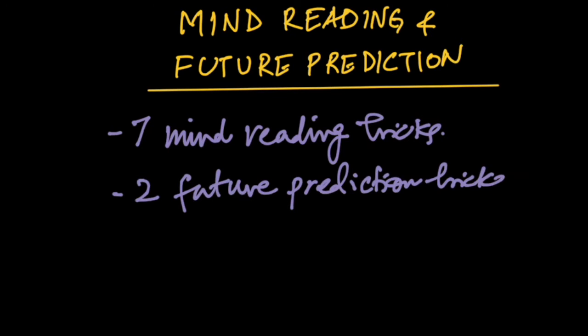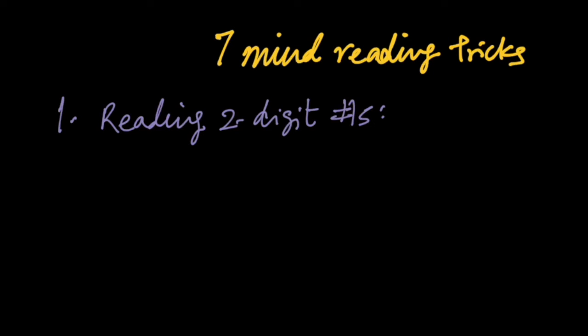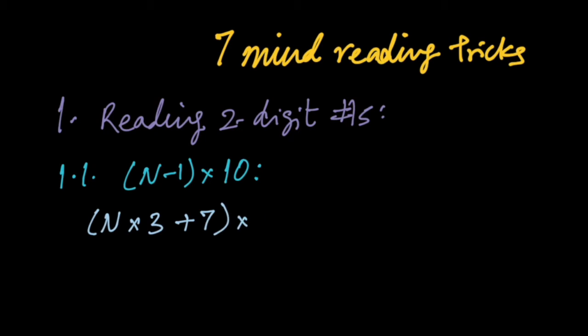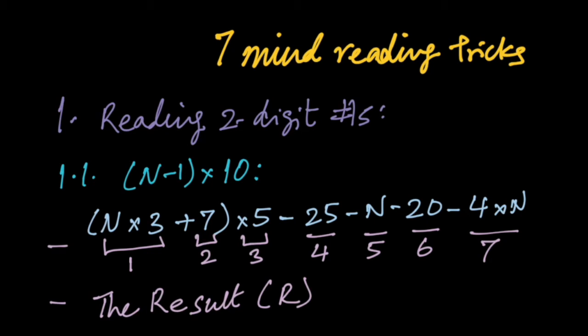So let's start. 7 tricks on mind reading. The first trick is about reading 2-digit numbers, of the form n-1 times 10. The steps that we are going to follow are these. It has 7 parts. At the end you get a result which we call R, and how do we get the answer from it? We simply divide the number by 10 and then we add 1 to it.